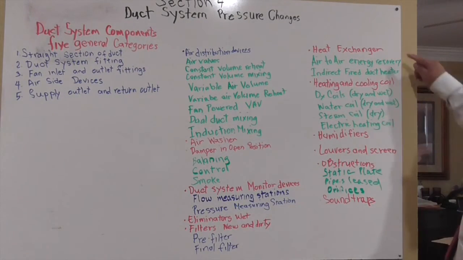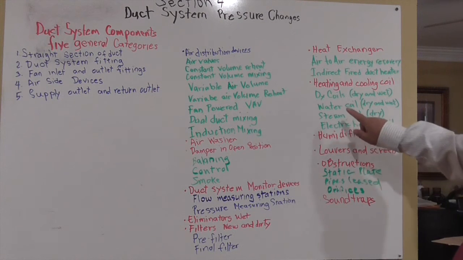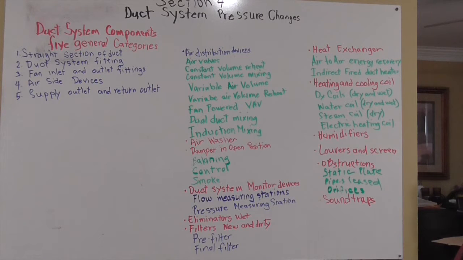And then inside too, we put a heat exchanger, air-to-air energy recovery, indirect fire duct heaters, okay. And then another one we put in there too is a heating and cooling coil. We can put a DX coil, dry and wet, a water coil, dry and wet, a steam coil, dry, and then an electric heater coil, okay. And then we put inside there too a humidifier.